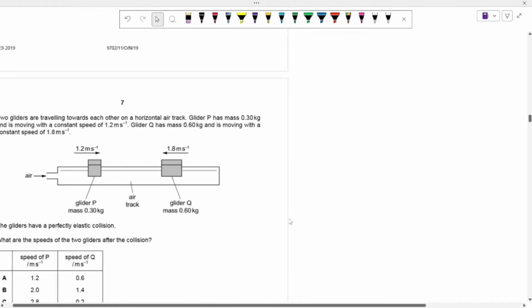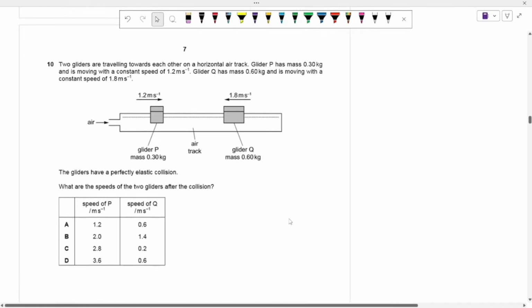Move on to question number 10. We're given two gliders that are traveling towards each other on a horizontal track. We have glider P and we have glider Q. The gliders have a perfectly elastic collision. What is the speed of the two gliders after the collision?